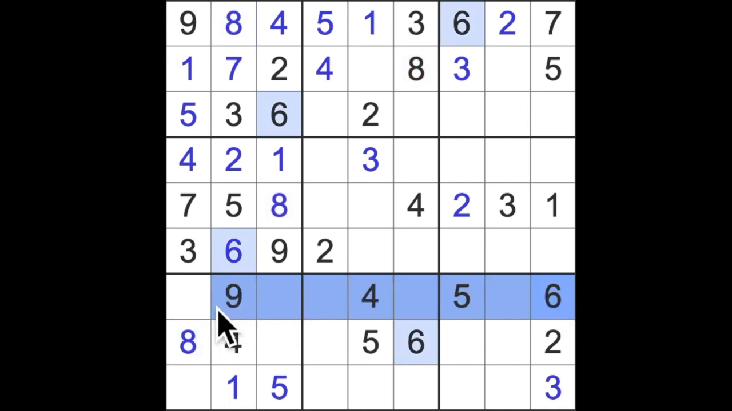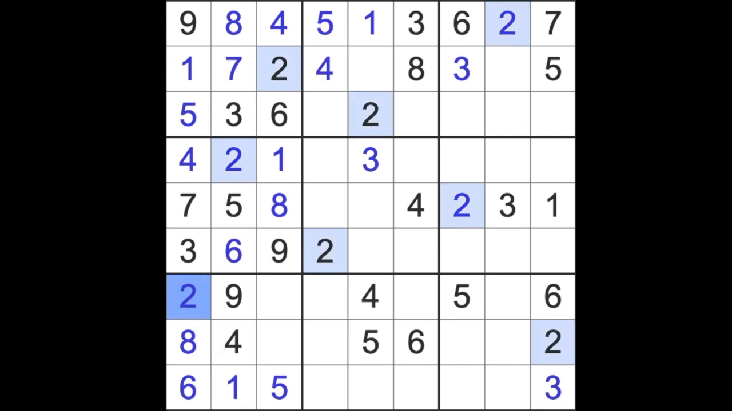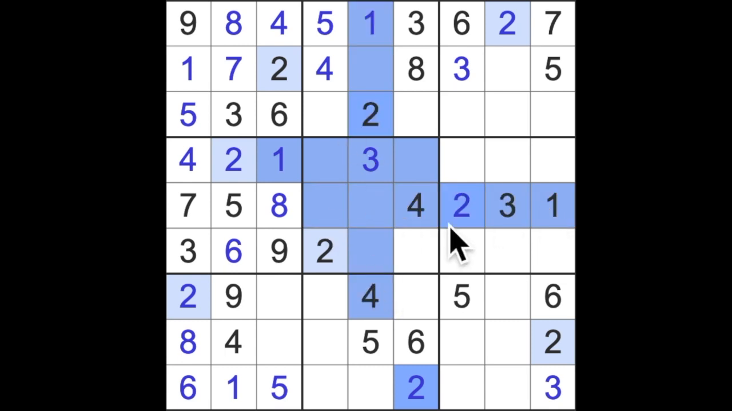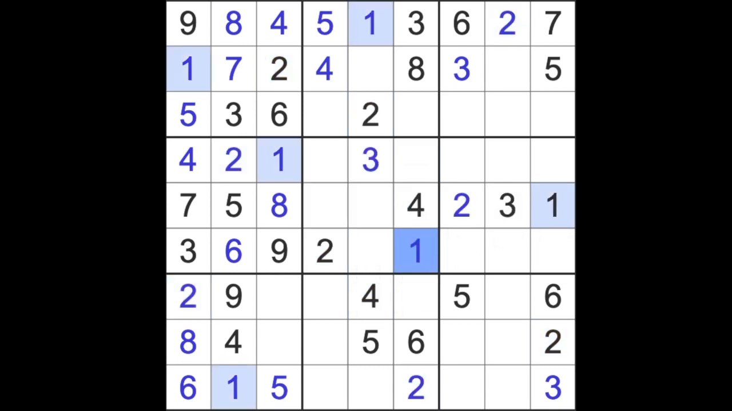Oh, we've got 6 blocking across here as well, so that is the 6, and that's the 2. Two across here, and 2 down these 2 columns, so 2 is in that square. 1's across these rows with a 1 down, placing a 1 in that square in the middle block.